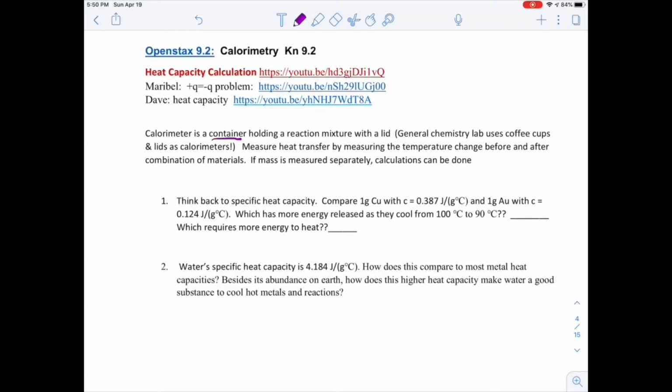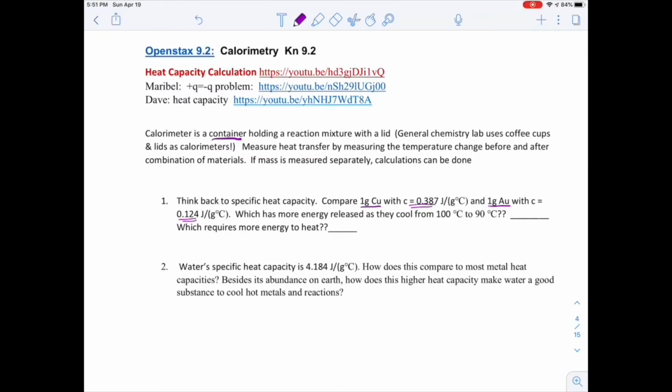Let's look at these two problems here. Think back to your specific heat capacity. We're going to compare 1 gram of copper with 1 gram of gold. They each have a C value, which is the specific heat. Notice it's a little c. For copper, it's 0.387. For gold, it's 0.129. Which one has more released as they cool from 100 to 90 degrees Celsius?